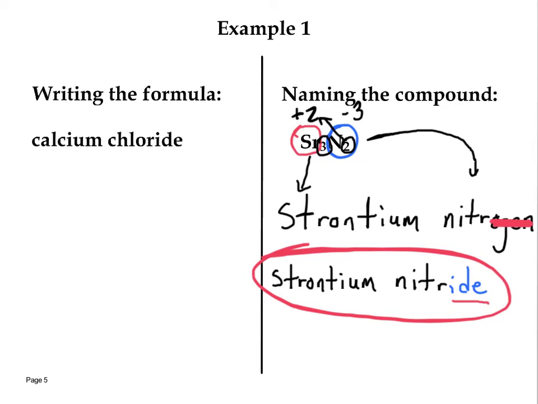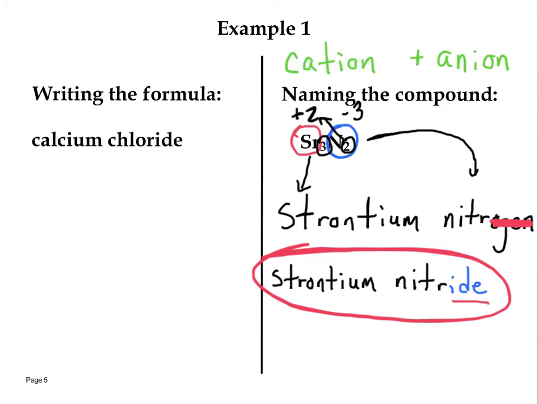Now, a question you may be asking yourself right now, and it's a very legitimate question, is how do I know that the strontium has a positive charge? And how do I know that the nitrogen has a negative charge without looking at the periodic table? And we're going to establish a rule right now that's really important. The cation plus anion rule.